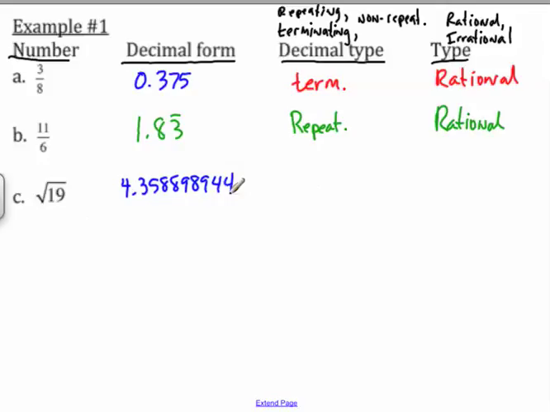Also, you'll remember from the introduction I told you, if I take the square root of a whole number like 19 and it doesn't come out to a whole number, then it's irrational. There is no fraction that will represent that amount. So this is a non-repeating decimal. I think we got that down. Good job, folks, and I will see you at example number 2.